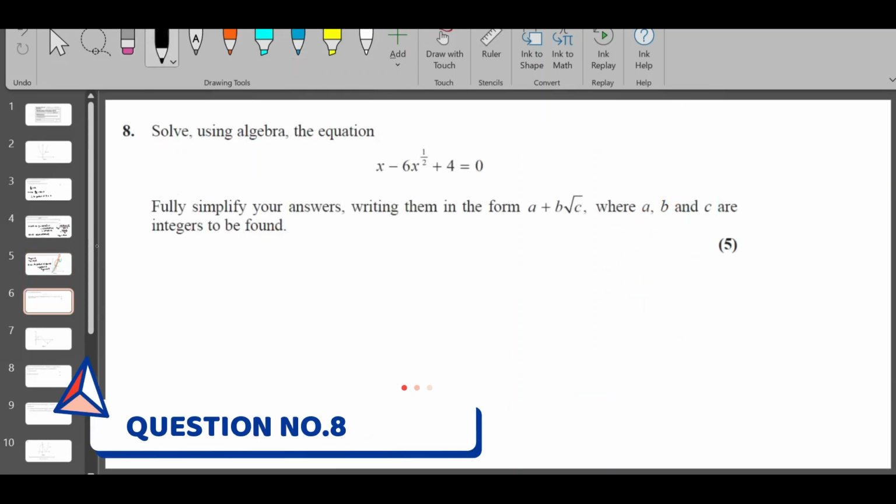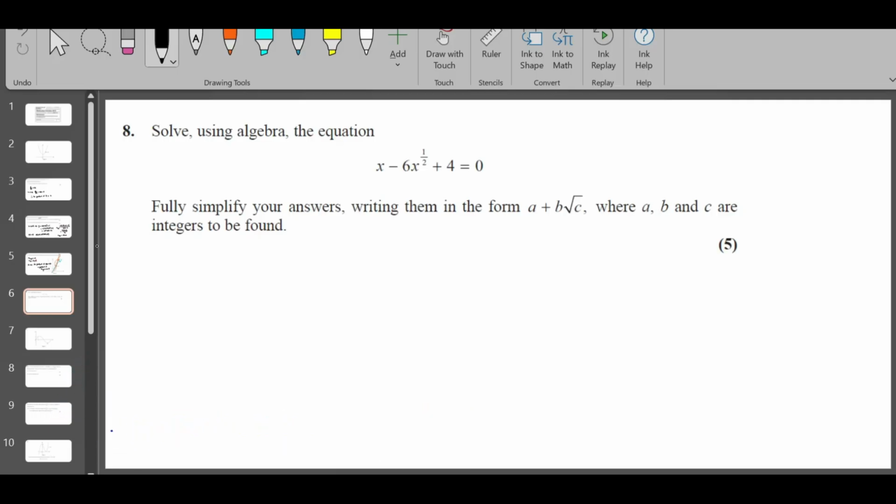Question number 8 now. Solve using algebra this equation and write the answer in this format. We have x minus 6x power half plus 4 is 0. I'm going to take x power half as p. So p square is just x. Sub it into the equation so it can be reduced to a quadratic, right?